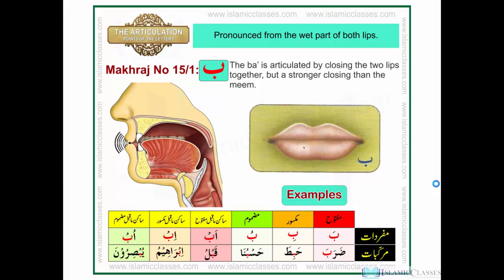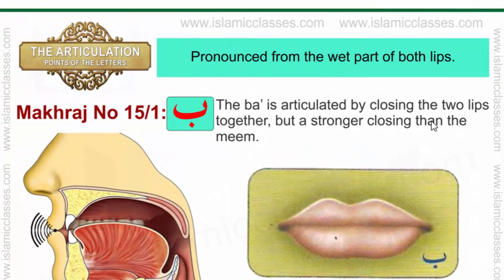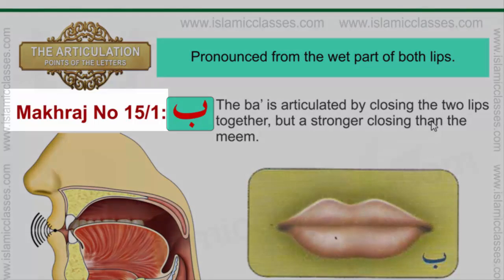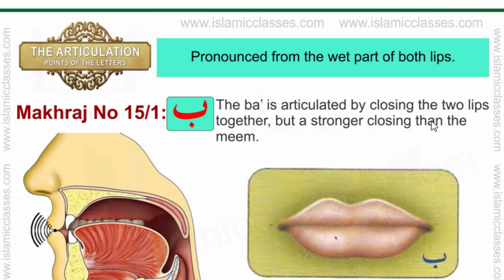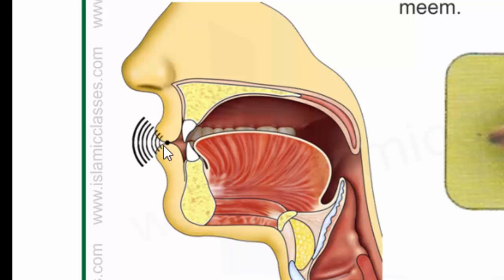This is the first part of Makhraj number 15, and we basically deliver three letters, because right now we are reading the first part of that Makhraj. From this first part we say the letter ba, and as you can see in the definition here, it is pronounced from the wet part of both lips. The ba is articulated by closing the two lips together, but with a stronger closing than the meem. Now you can see here in the image the ba, pronounced from the wet part of both lips. Okay, so wet is the inner part of our lips.